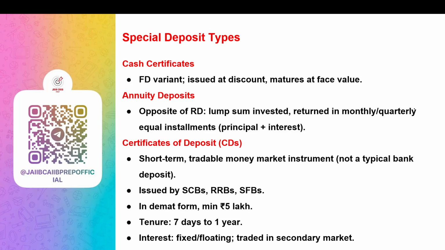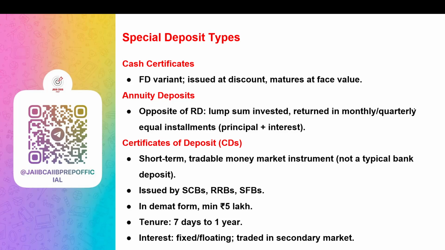Special deposit types. In this, we particularly have cash certificates, annuity deposits, and certificates of deposit. In cash certificates, it is a variant of FD where the certificate is issued at a discounted price. The customer gets the full maturity value later. For example, a person has to pay 9,000 now and he will receive 10,000 on maturity. So this is a cash certificate. And the same rules as regular FD apply on cash certificates.